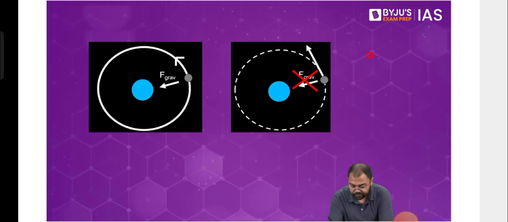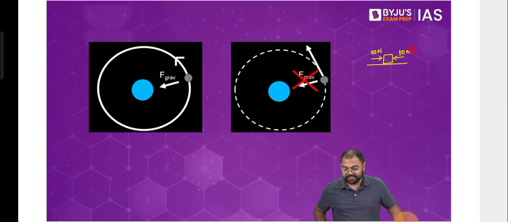Let's say you have a small box lying on a surface, then you start pushing it in one direction. Let's say one person is pushing it in this direction with 10 Newton force, and another person is pushing this block from the other direction also with a 10 Newton force. Then in that case, what happens? This box will remain where it is. Correct?